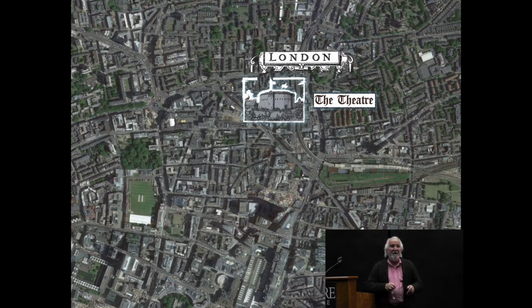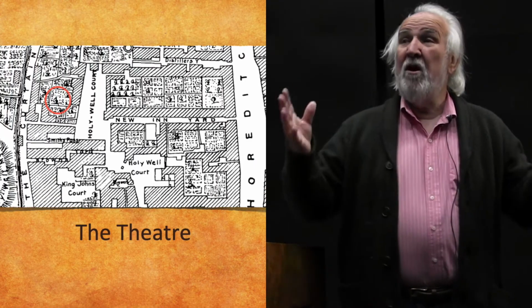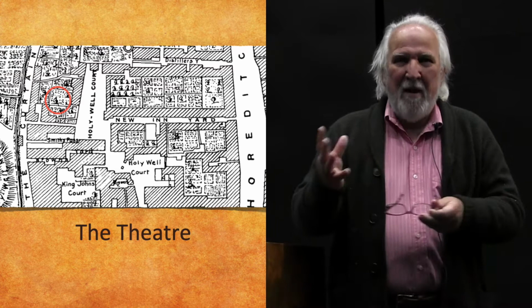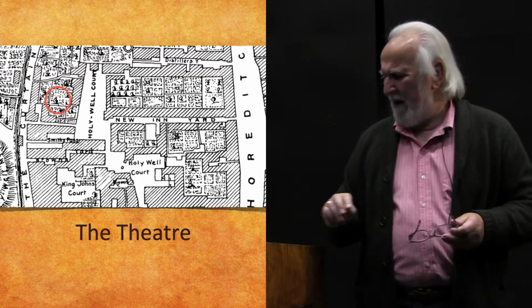It was sited in the old Holywell Priory. And you can see on this image where we think it roughly was. There's a street called Curtain Street, which becomes very important. So when you're going, look on your A to Z map of London and find Curtain Street and walk down Curtain Street, and you'll be in the right area.